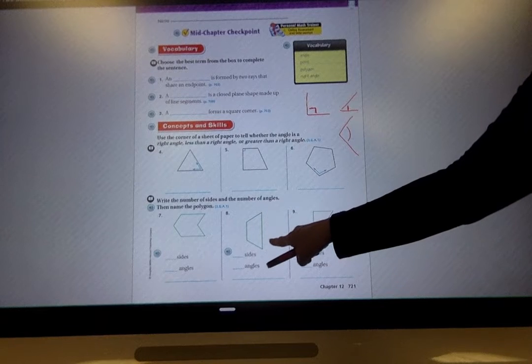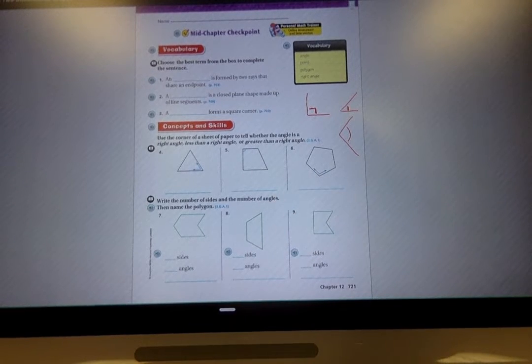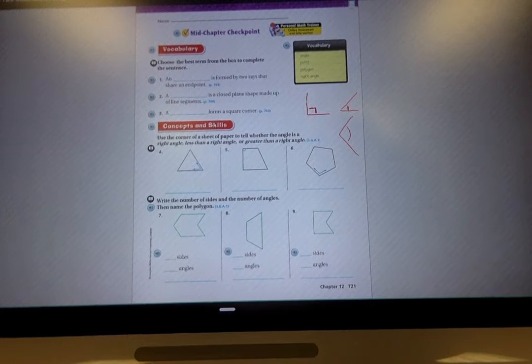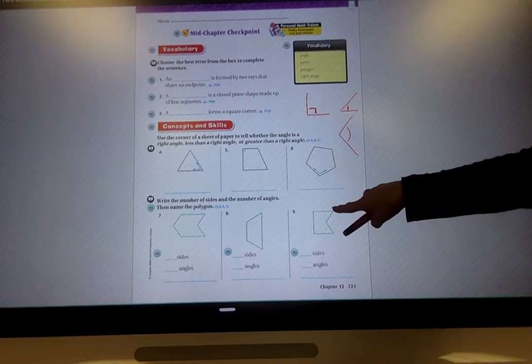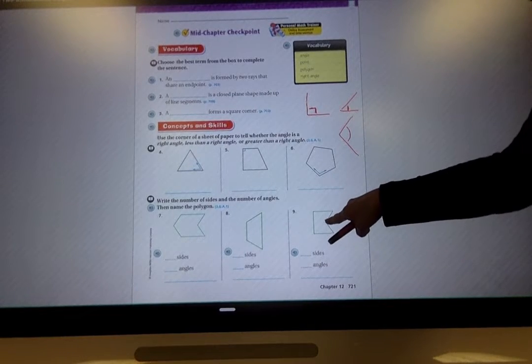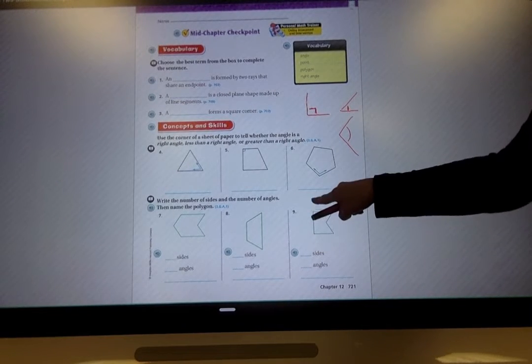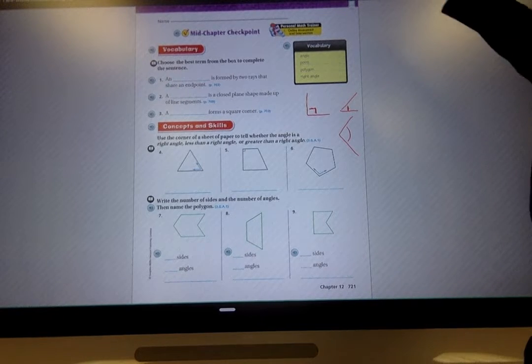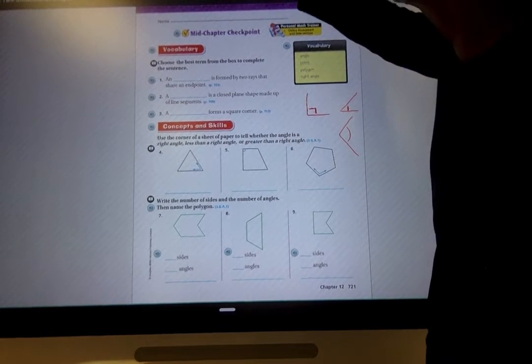Do the same with this next one. Count the number of sides. Count the number of angles. Tell its name. Number 9, count the number of angles and the number of sides and name this shape. Let's go on to page 722.